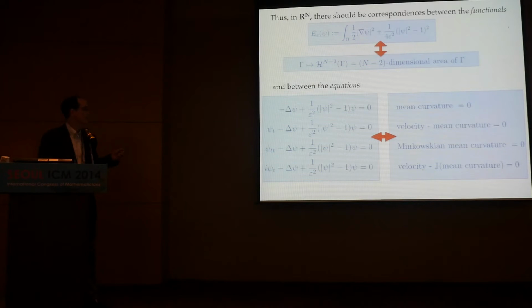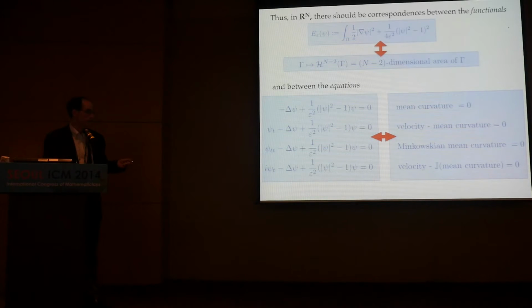the relationship between this functional and this thing is that the equation can be thought of as the Euler-Lagrange equation of the functional, in which I replace the Euclidean metric by the Minkowski metric. And over here again I have the Euler-Lagrange equation for the functional, where I replace the Euclidean area by the Minkowski area.